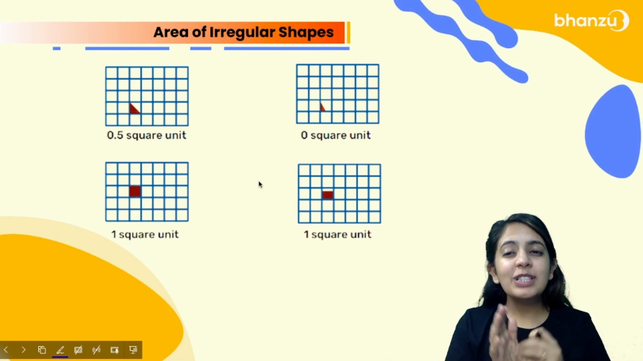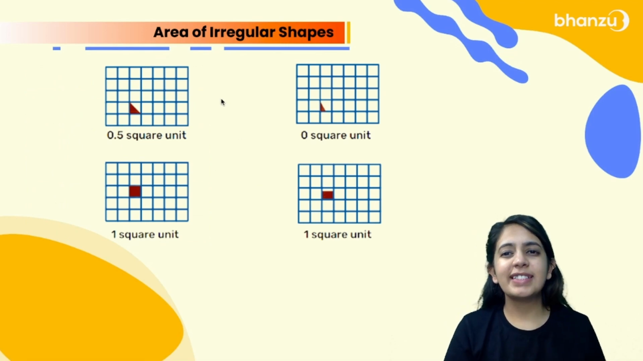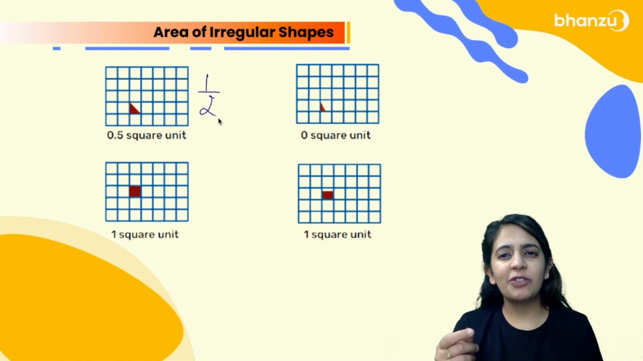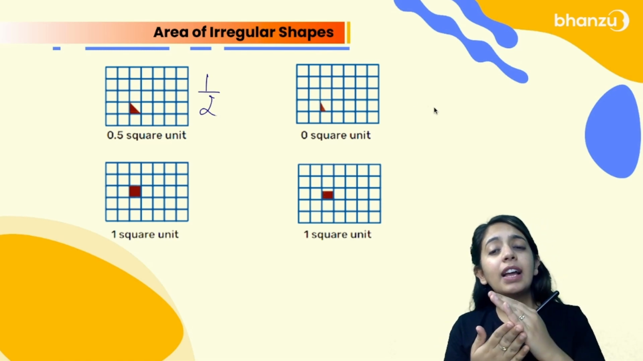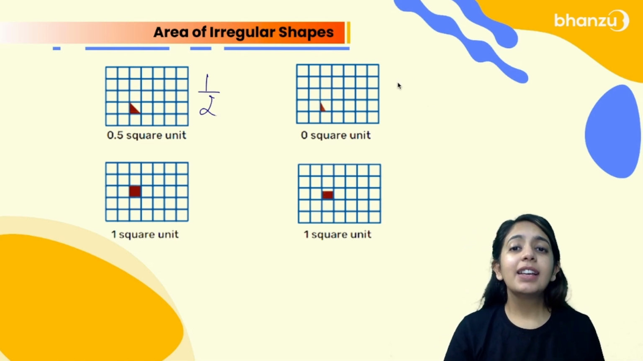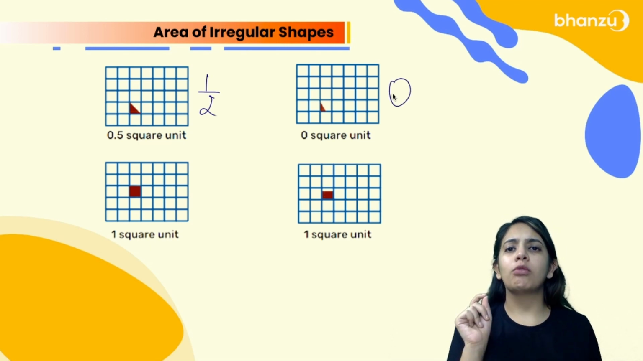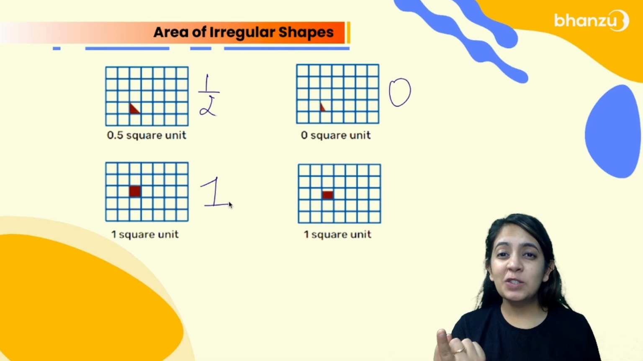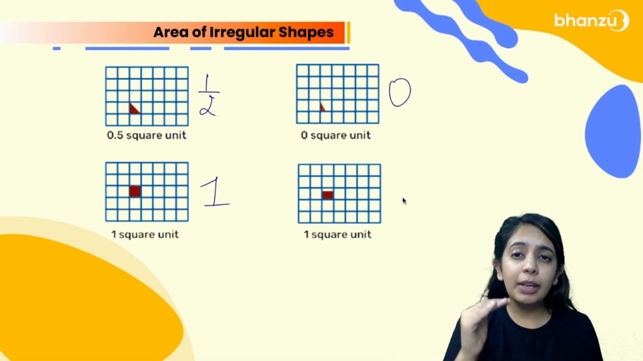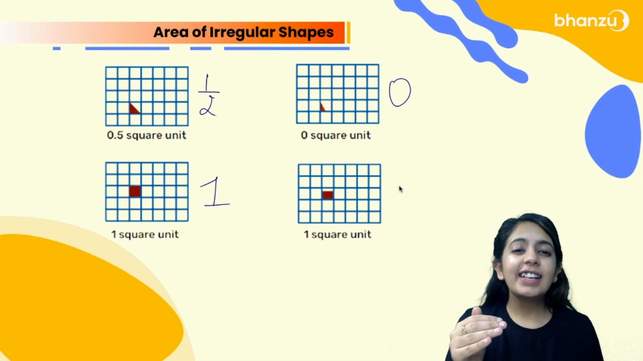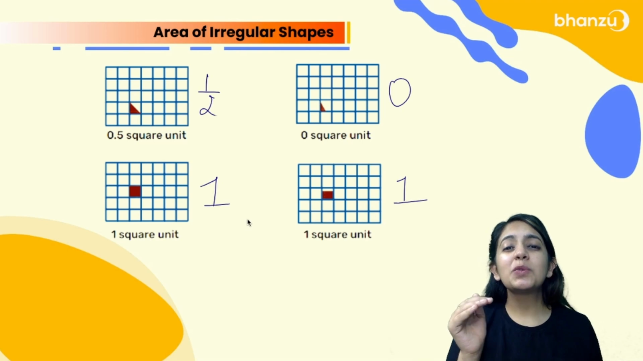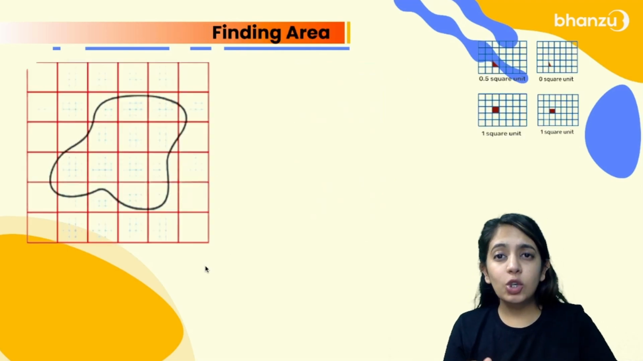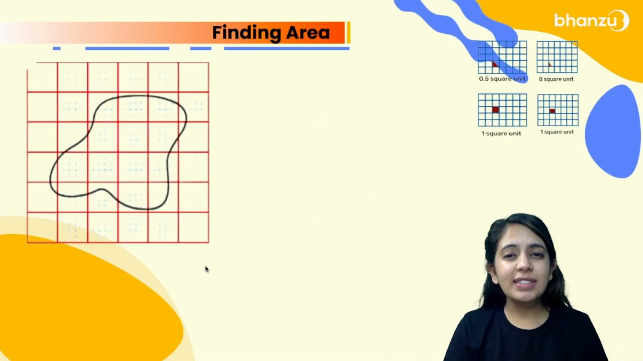If your shape is occupying half of the square box, then consider it as half or 0.5. If it is occupying less than half of the box, then count the box as 0. If it is occupying exactly one box, then take it as 1. We already know this. And if it is occupying more than half of the box, then also consider it as one complete box. So let's start counting the number of square boxes over here.